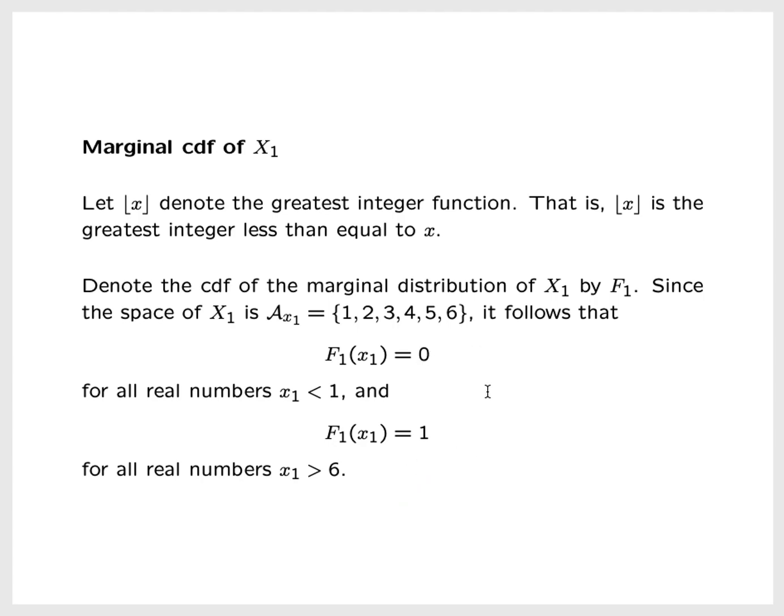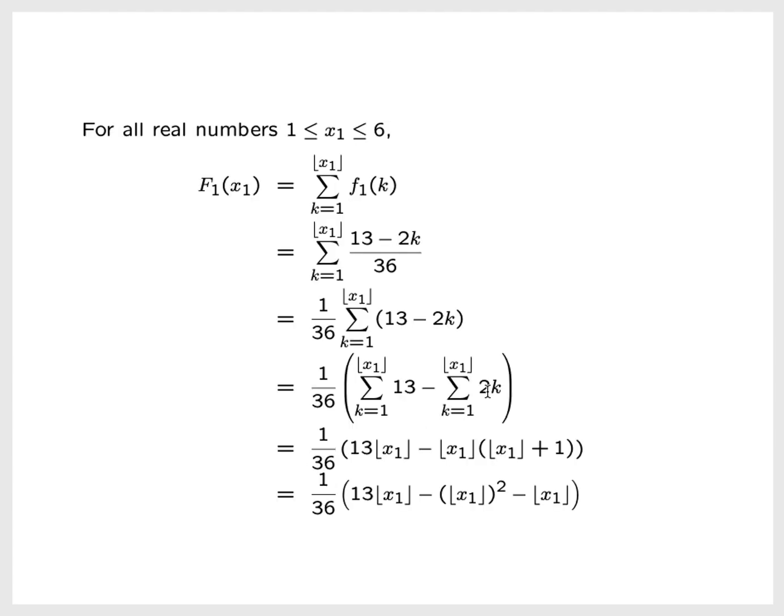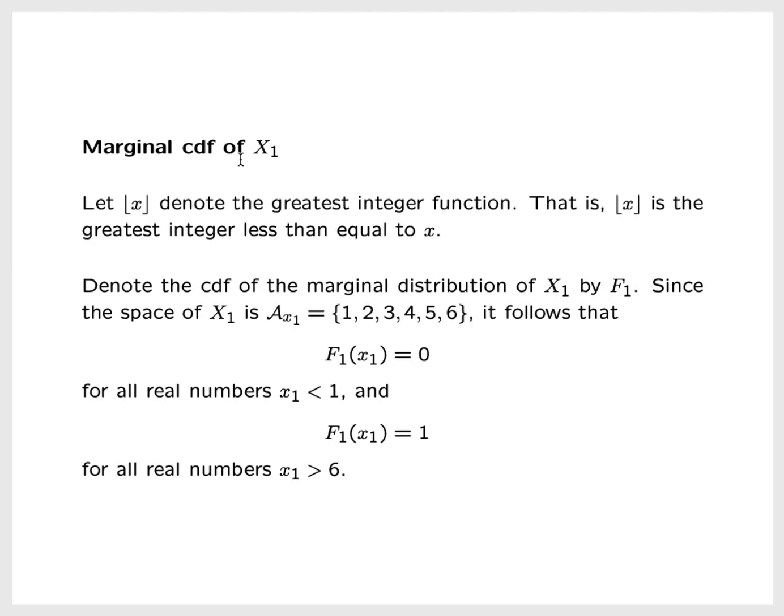So we get those two for free, basically. We really don't have to do any calculation. We just need to understand the definition of the CDF and remember that it's a probability accumulator. Now, for values of x1 between 1 and 6 inclusive, and notice that I'm saying for all real numbers, not just the integers, because remember that the CDF has to be defined at every real number on the real line. And actually, this is why we have to introduce and use this greatest integer function.